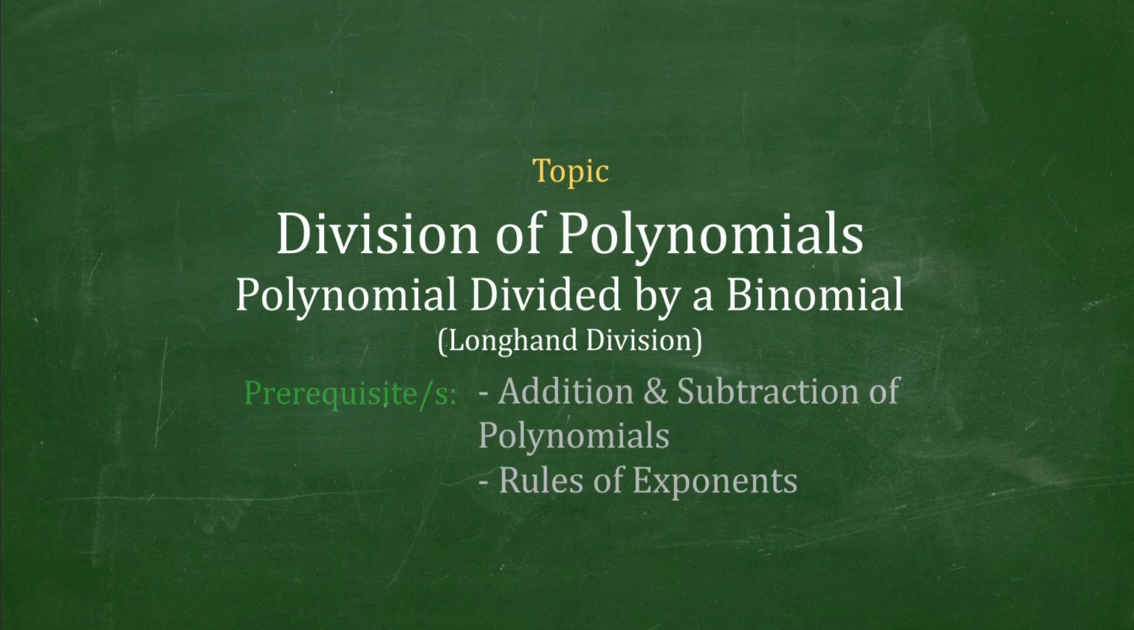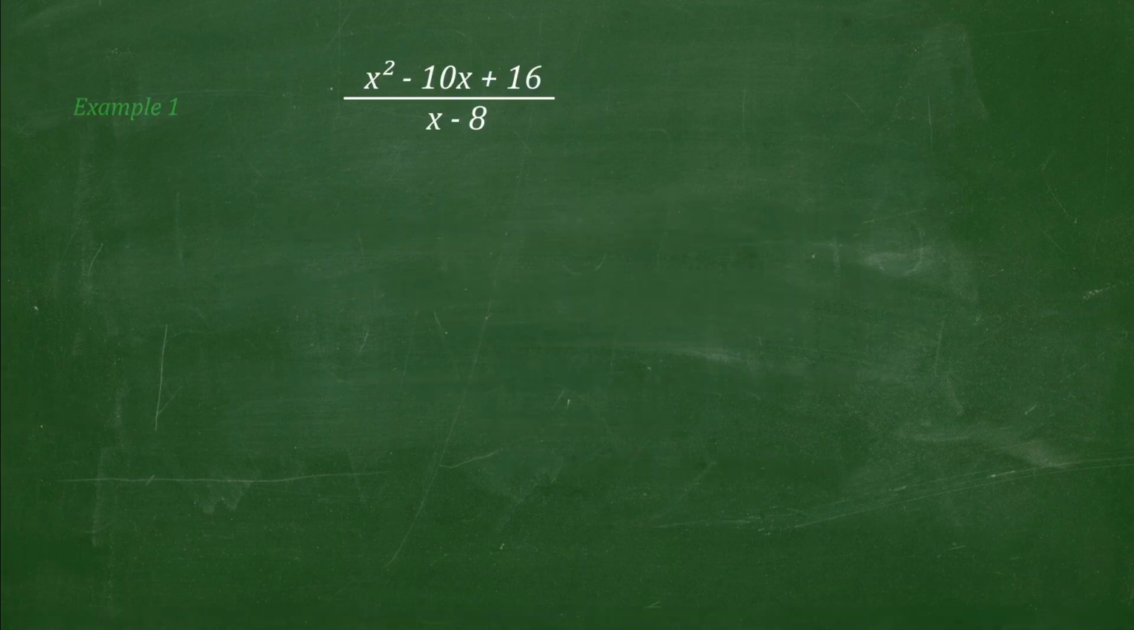However, these are things you need to recall. But don't worry, if ever you've forgotten them, we'll try to explain them as we go along. Here's our first example. Let's say we're given this trinomial x squared minus 10x plus 16 divided by this binomial x minus 8.